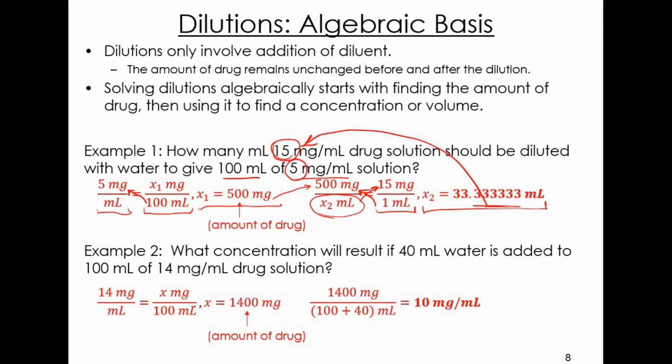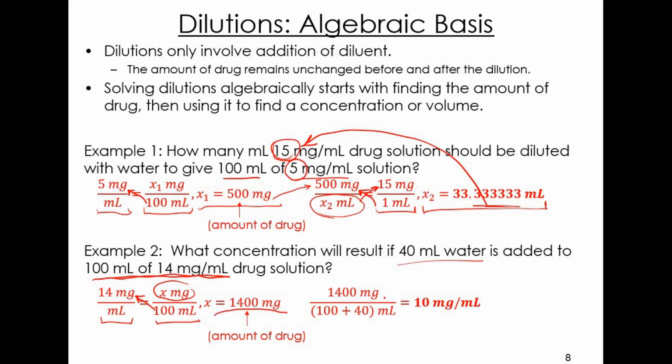In the second example, what concentration will result if 40 mLs of water is added to 100 mLs of 14 mg per mL drug solution? Again, we'll start by calculating the drug amount given the quantity and concentration of the drug solution. We have 14 mg per mL. We want to know how many mgs are in 100 mL. We cross multiply and we see we have 1400 milligrams.